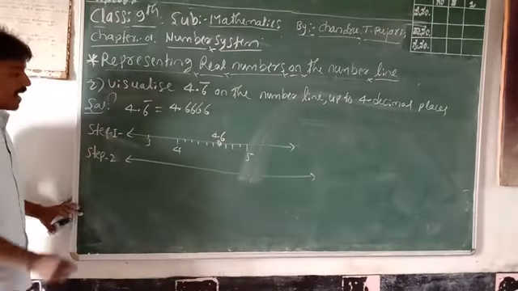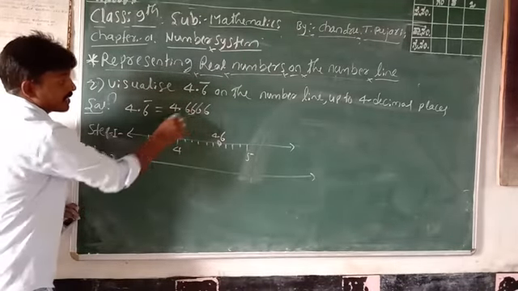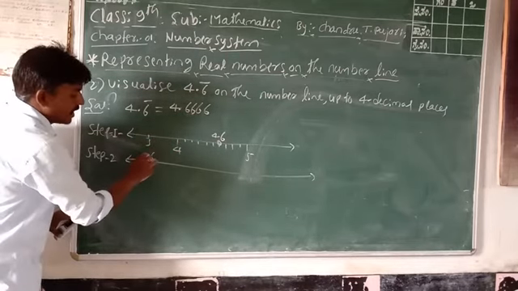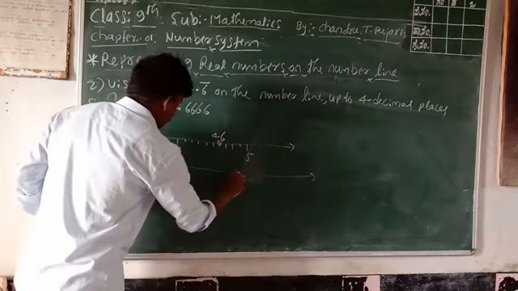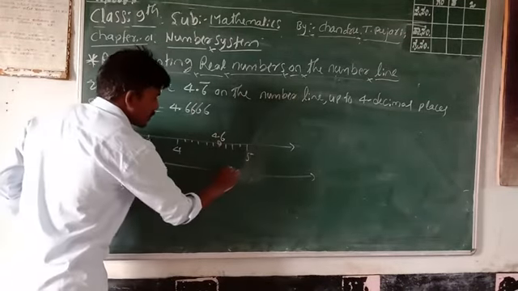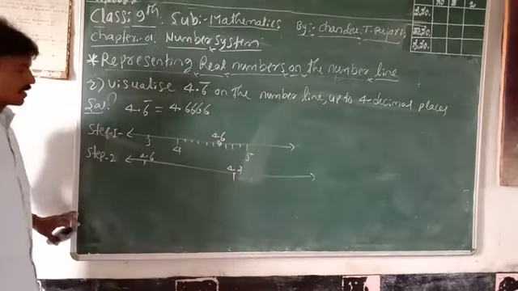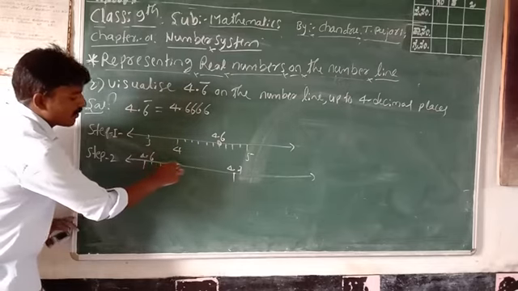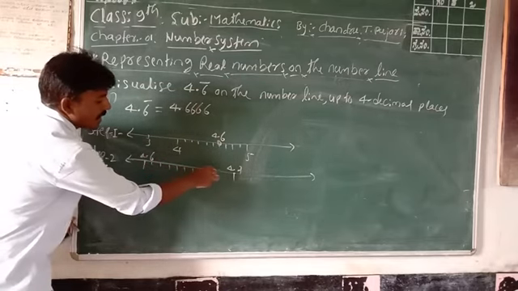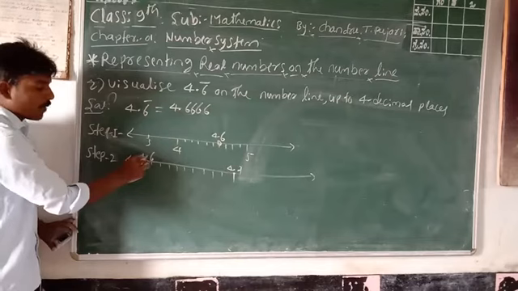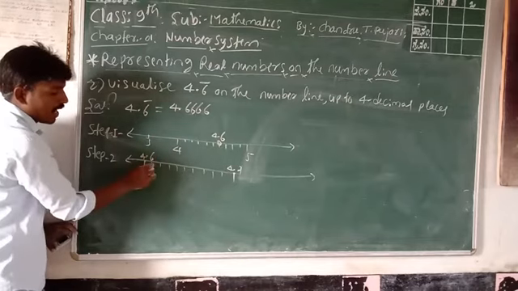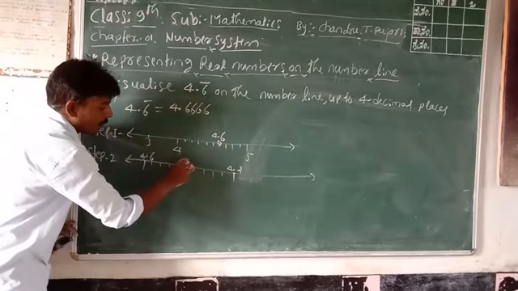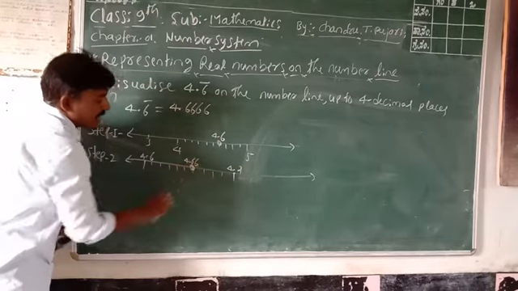In this number line, 4.66 is in between 4.6 and 4.7. In between these two, take 1, 2, 3, 4, 5, 6, 7, 8, 9, 10 parts, starting from 4.6. After 4.6, count 1, 2, 3, 4, 5, 6. This number is 4.66.